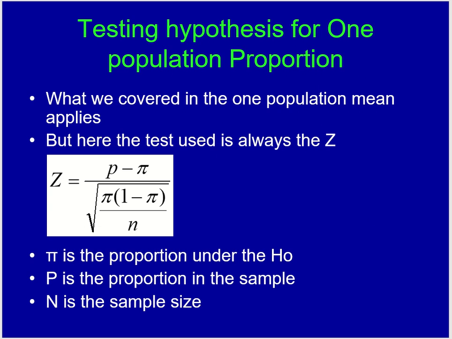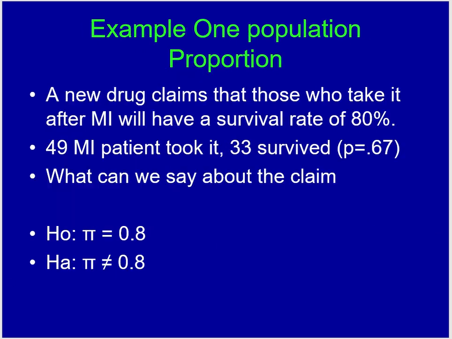All right, so let's see if we can actually do the example. Here we go. A new drug claims that those who take it after having myocardial infarction will have a survival rate of 80%. Okay, so this is the claim. The studied sample was 49 patients on MI, took that medication, and 33 survived. So the observed proportion in the sample was 67%. What can we say about the claim?